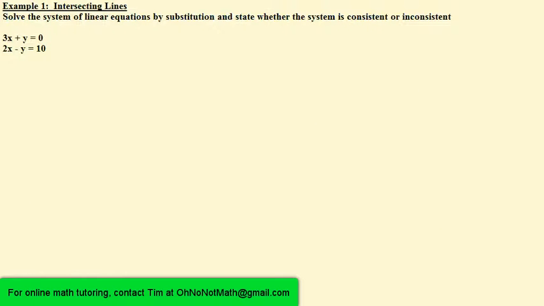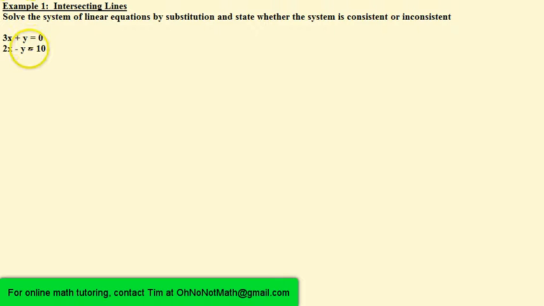In the first situation, we're going to take a look at intersecting lines. Okay, so we have two equations. We have 3x plus y equals 0 and 2x minus y equals 10. All right, your first step is to take one of the equations and solve it for one of the variables.